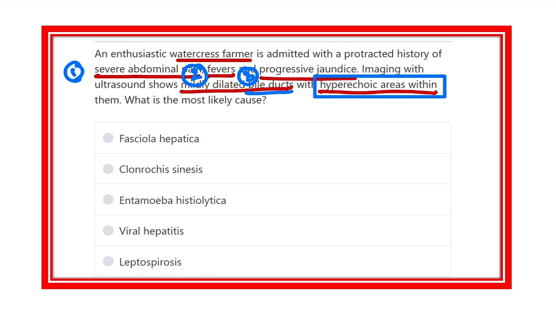So we have to find out which organism is responsible. Here the options are Fasciola hepatica, Clonorchis sinensis, Entamoeba histolytica, viral hepatitis, and leptospirosis. So which organism is responsible for this? This organism can infect or invade the common bile duct and also the liver. We know there are very few organisms which can infect and invade the liver, and it can cause progressive jaundice, and also right upper abdominal pain and fever.